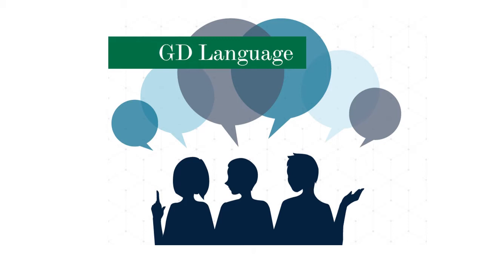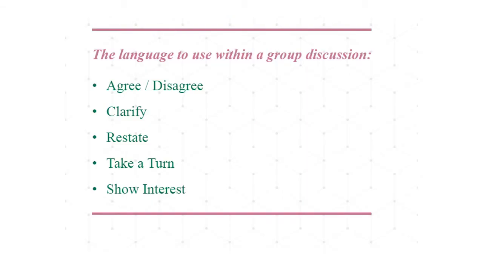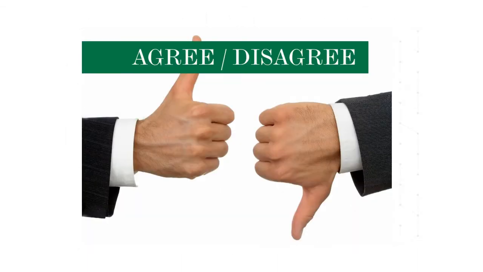Now, let us discuss the language we should use during a group discussion. In this lesson, we'll be looking at group discussion languages such as to agree or disagree with other speakers, to clarify, which means to make sure we understand, to restate in your own words what someone else has said, to take a turn, and to show interest. Let us start with the language we use for agreeing and disagreeing.